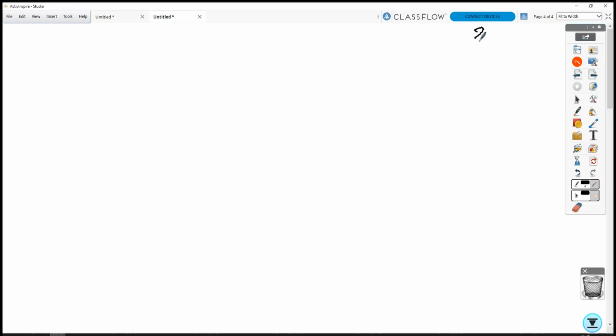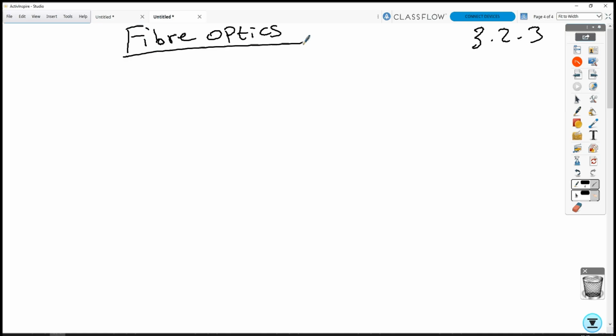This is part 2 of 3.2.3, and we're doing fiber optics. So, fiber optics are essentially a type of cable made of glass that are used to transmit data using light pulses rather than electricity. So the fiber optic cables, you need to know their structure first of all. So we'll sketch a fiber optic cable.